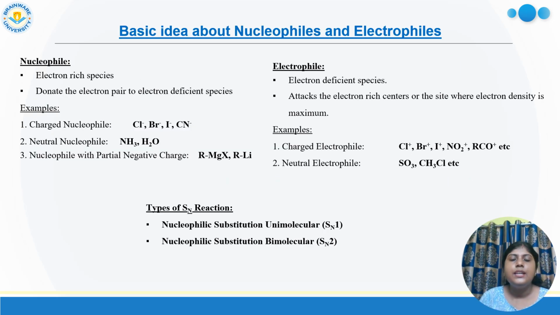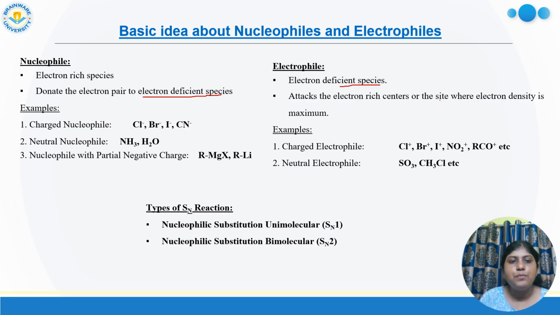Next, the basic idea about nucleophiles and electrophiles. What are nucleophiles? Nucleophiles are basically electron-rich species. They can donate electron pairs to the electron-deficient species. And electrophiles are electron-deficient species. Electron-deficient species means lack of electrons. So, they attack the electron-rich centers or the sites where the electron density is maximum.